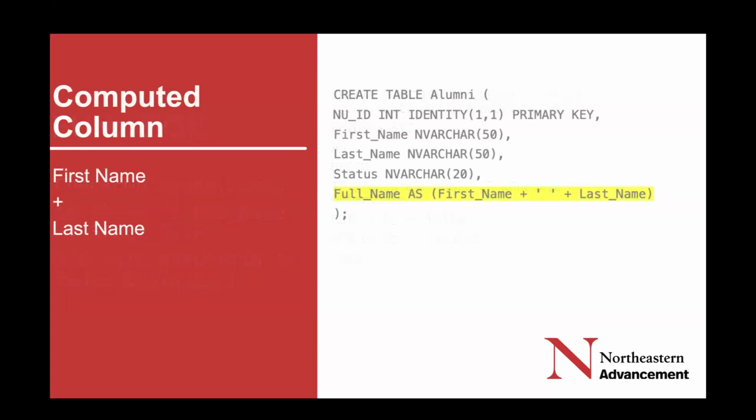And this is our computed columns. It's pretty straightforward and easy. We have the first name and last name of these alumni, and we computed the full name as the combination of the first name and last name with a space in between.